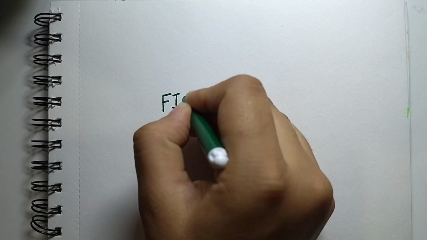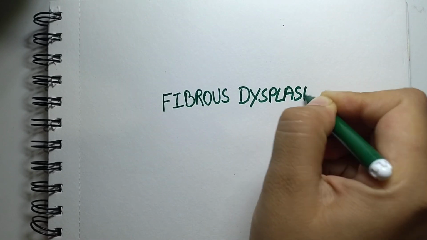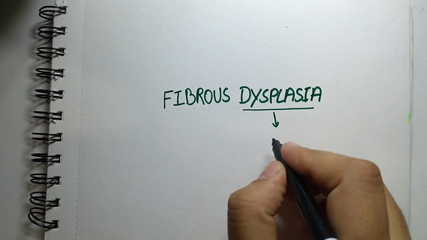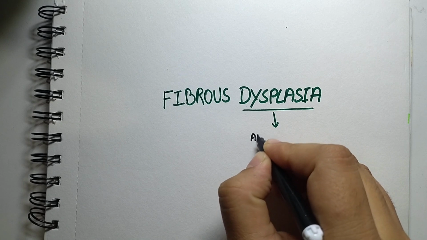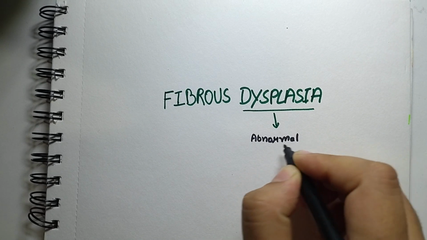Fibrous dysplasia is a type of fibro-osseous lesion. Dysplasia means abnormal growth, and fibrous means fibrous connective tissue. So there is an abnormal growth occurring in the bone. The normal bony tissue is replaced by the fibrous connective tissue.